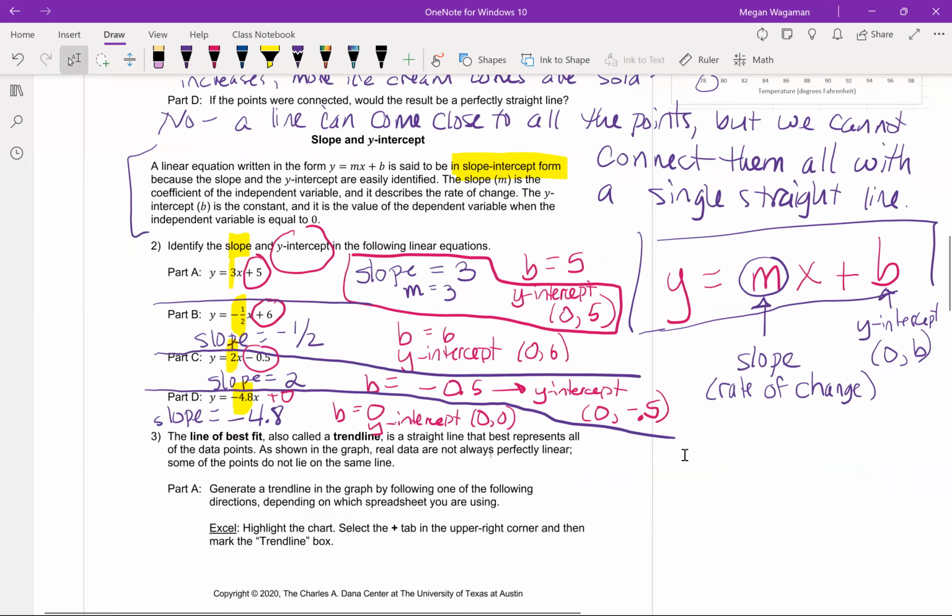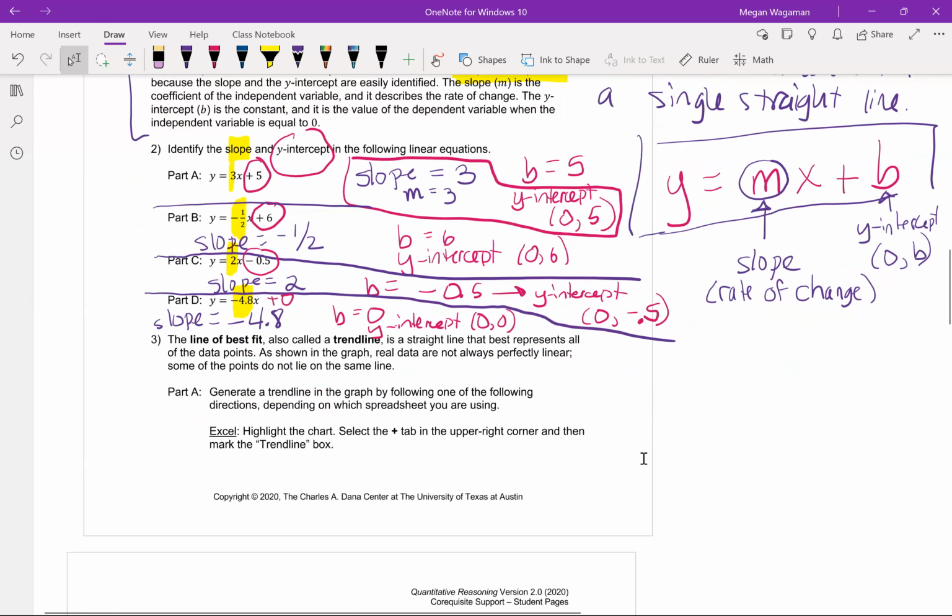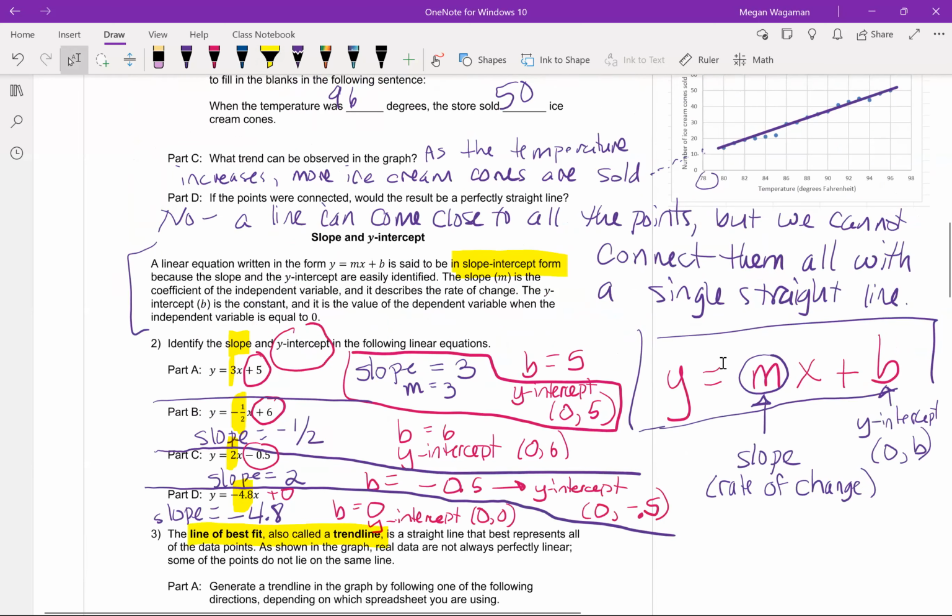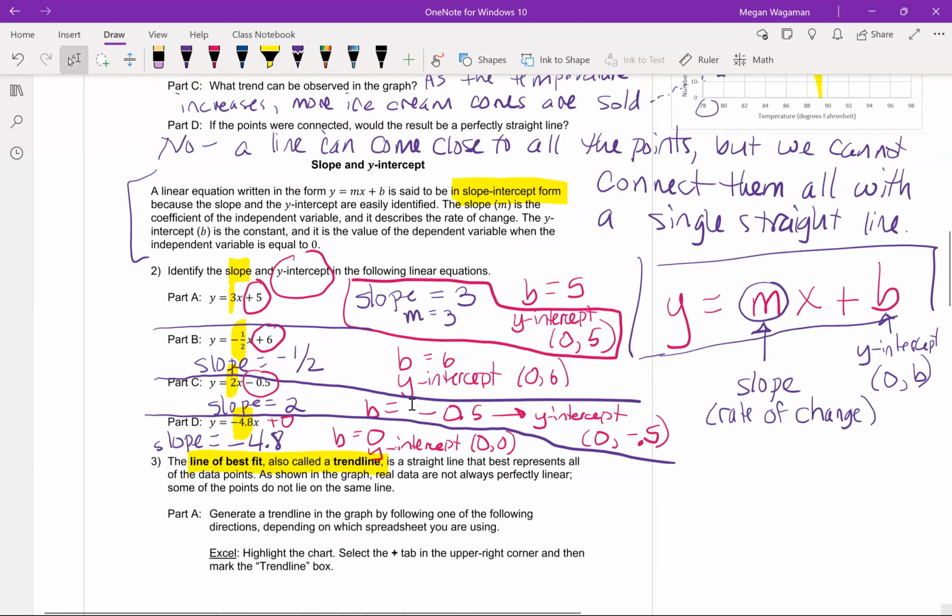All right, so question 3, I'm going to go back to the Excel spreadsheet in a minute here, because what we want to do is find the line that best fits our data. So it's a straight line that represents all the data points. So it basically tells you the trend that's happening. So just going back up to the little copy I made, and I did my own rough estimate of what that trend line would be.